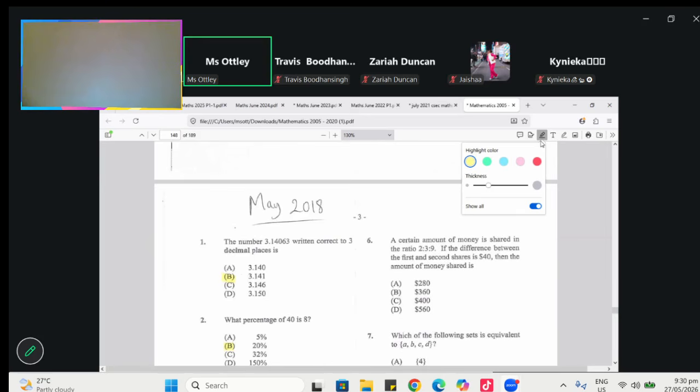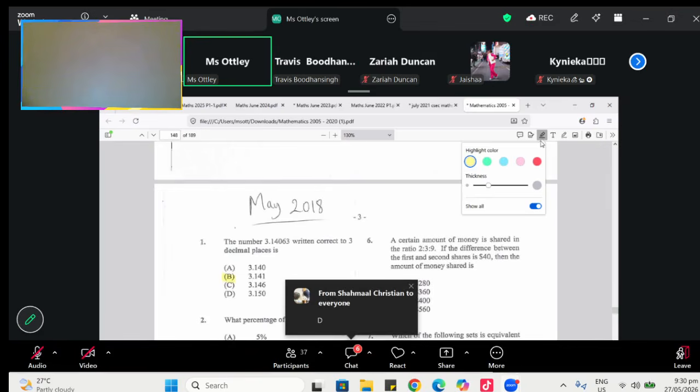How much was shared? How do we find how much was shared? Find for one. But we don't necessarily need 40. One share is 40. It is there because the difference between the first and second share is 1, right? So 40 by the total amount of shares, which is 14 shares. So 14 multiplied by 40 is D.